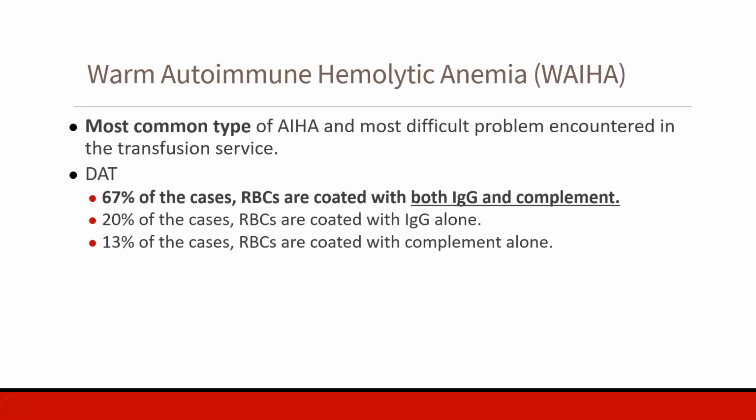Warm autoimmune hemolytic anemias are the most common type of autoimmune hemolytic anemias and the most difficult problem encountered in the transfusion service. The DAT is positive in 67% of the cases, where the red cells are coated with both IgG and complement. 20% IgG alone, 13% of the cases complement alone. So what I want you to remember is the warm autos are the most common, and in most cases the cells are coated with both IgG and complement.